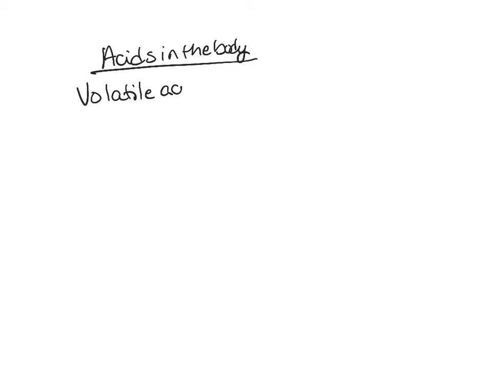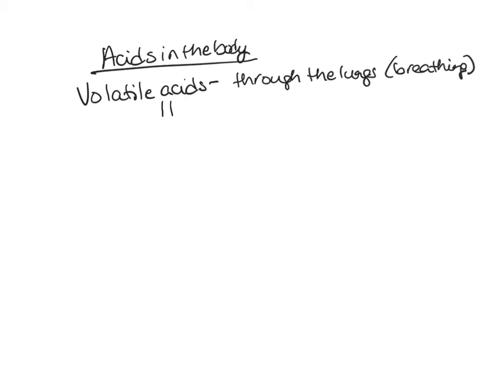Let's look at the different acids that are in the body. There are volatile acids. Volatile acids are acids that enter and leave through the environment, so you're either breathing them in through the lungs or breathing them out. For example, carbonic acid, which we've talked about. Carbonic acid forms when carbon dioxide and water combine together.